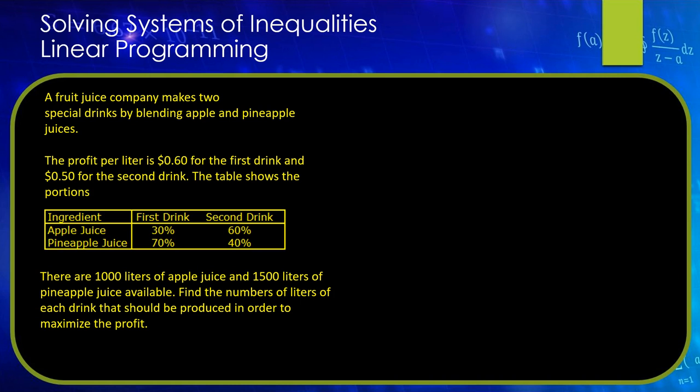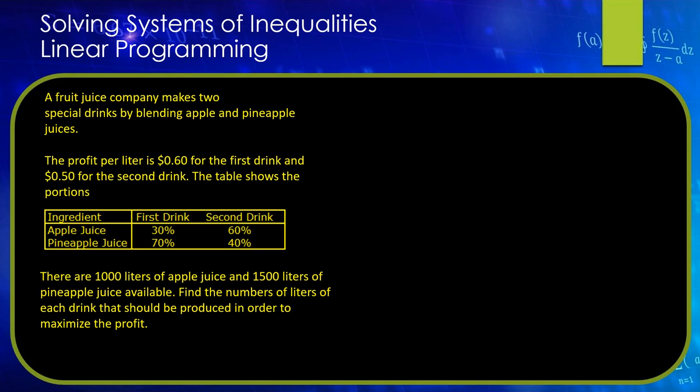A fruit juice company makes 2 special drinks by blending apple and pineapple juices. The profit per liter is 60 cents for the first drink and 50 cents for the second drink. Sometimes they say drink 1 and drink 2. The table shows the portion. So the ingredient, apple juice. The first drink has 30% apple juice and 70% pineapple juice, and the second drink has 60% apple juice and 40% pineapple juice.